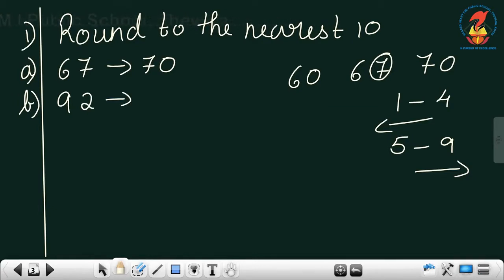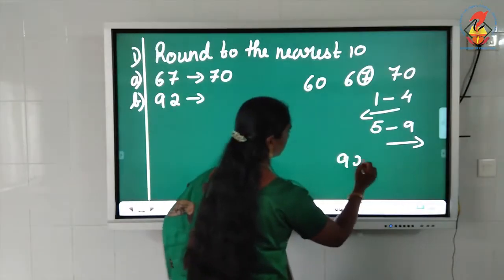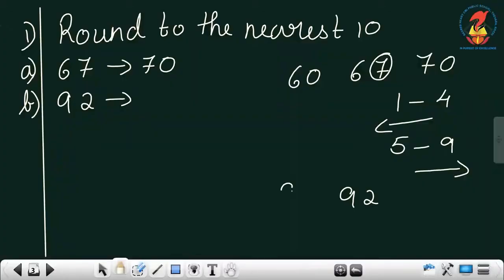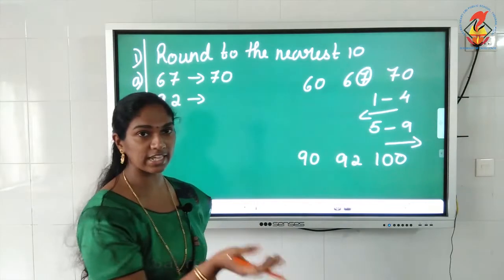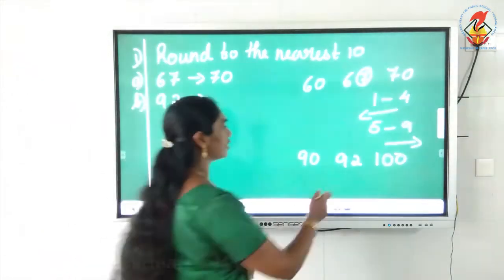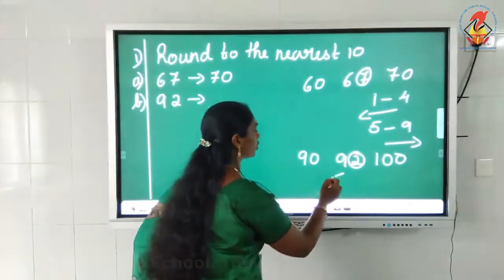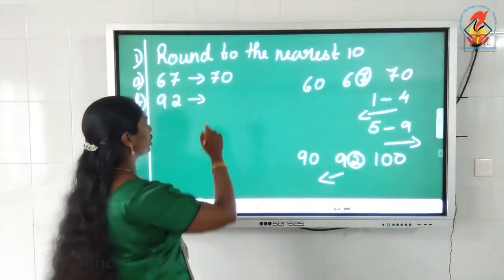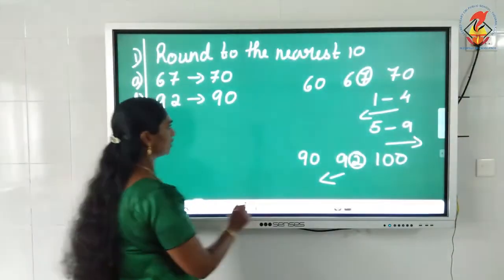92. Again, tell me, 92 comes between which two tens? First 10, your first number is 9, so the first 10 is 90. After 90, which is the next 10, it is 100. 9 tens are 90, 10 tens are 100. So 92 comes between 90 and 100. Now you take the digit in the ones place, you have 2. Where will 2 go? Yes, 2 will go to 90 because 2 is in the first section. So 92 is rounded to 90. Clear, children?